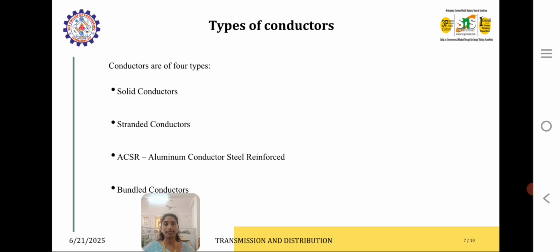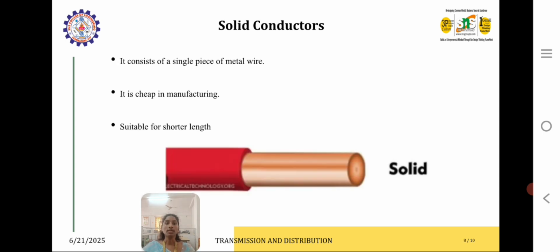A solid conductor has only one line, as shown in the picture. The red color is the insulation made above the conductor in order to avoid accidents. It consists of a single piece of metal wire. It is very cheap in manufacturing and very suitable for shorter lengths. For shorter lengths, we can use solid conductors.